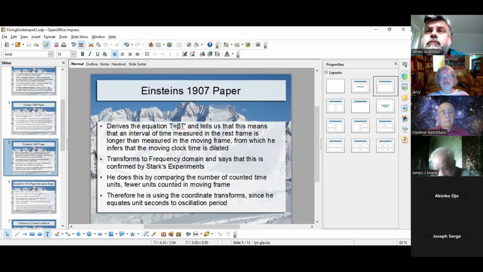Well, what he does is he then starts talking about the ticks on the clock. Okay. So he says that the number of ticks counted on the moving clock is fewer than are counted on the rest clock because of this equation T equals beta T prime. And says, therefore, the frequency is lower for the moving clock. Okay.